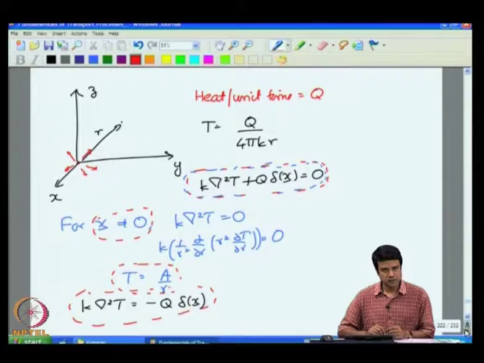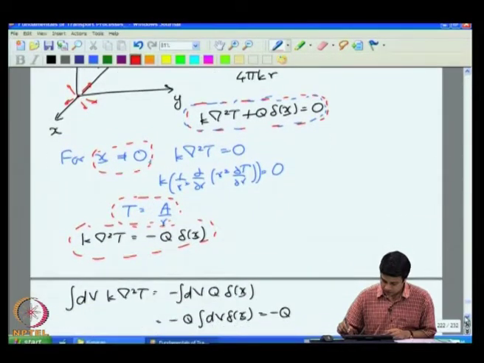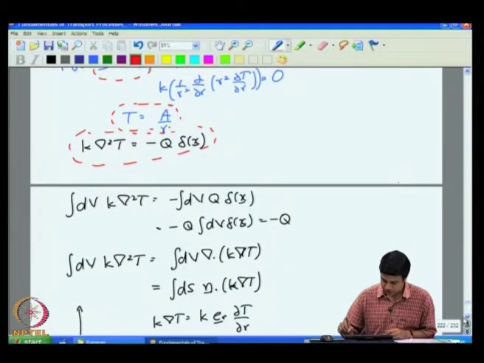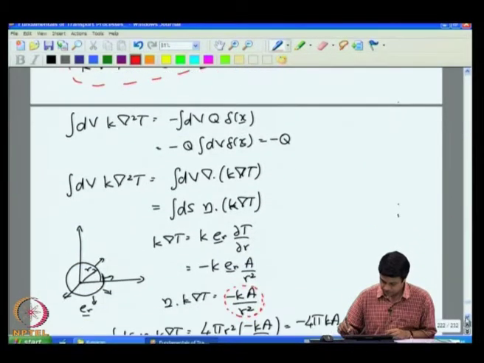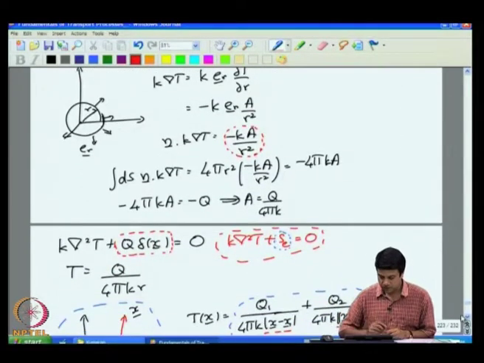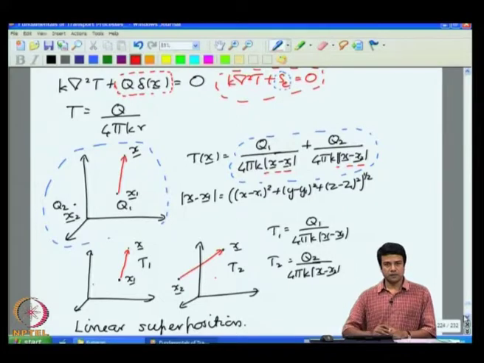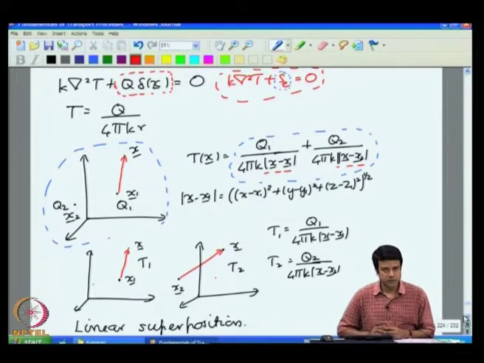And I showed you that by actually solving this for non-zero value of x and then equating the total flux coming out to the heat generated per unit volume. So, this is a point source. The solution for a point source is temperature equal to Q by 4 pi k r. And I told you that if you had multiple sources, one can use linear superposition to write down the temperature field due to each of these point sources.